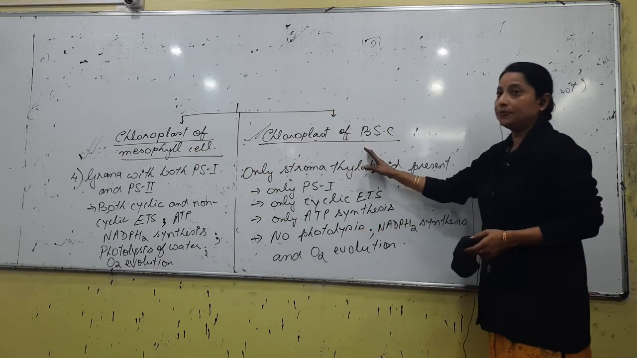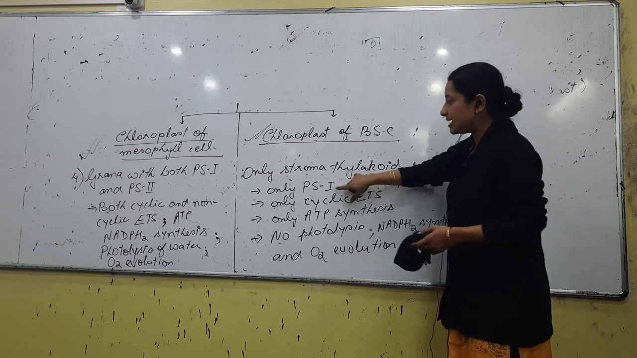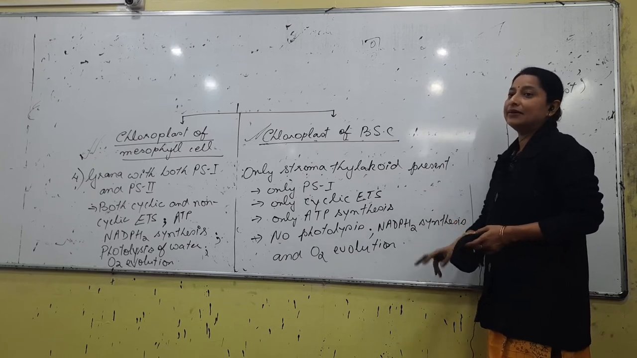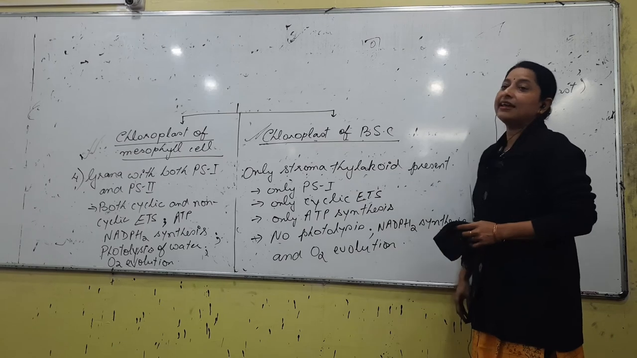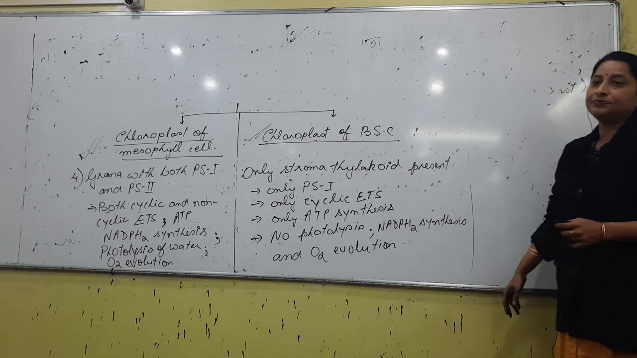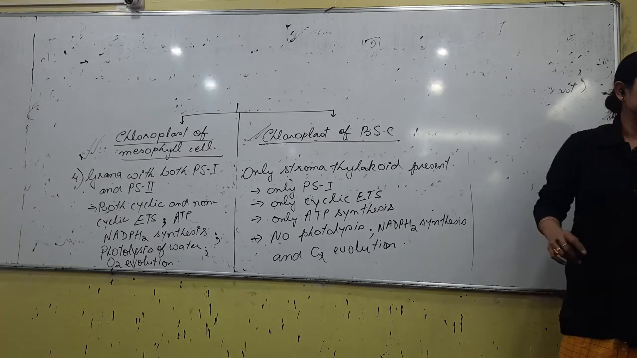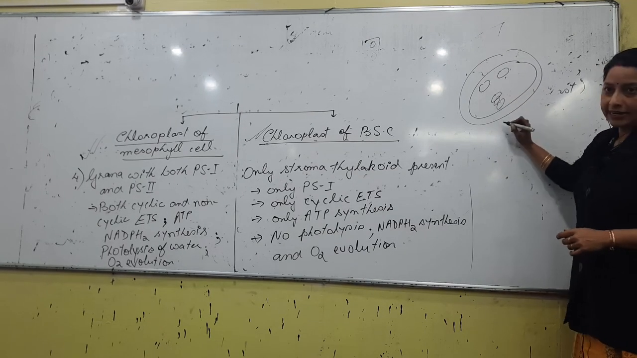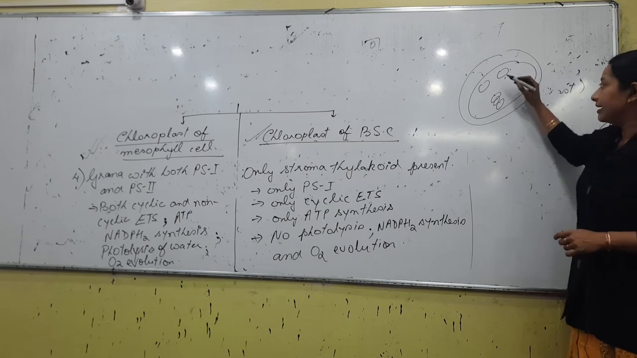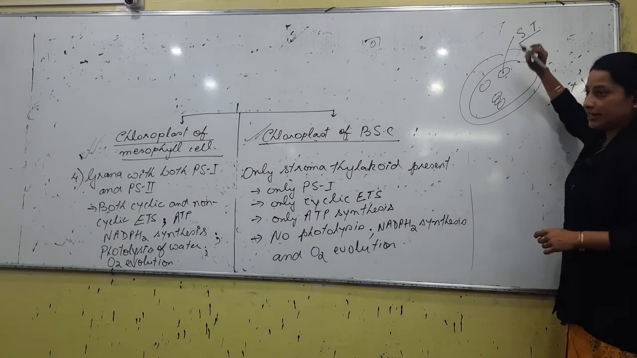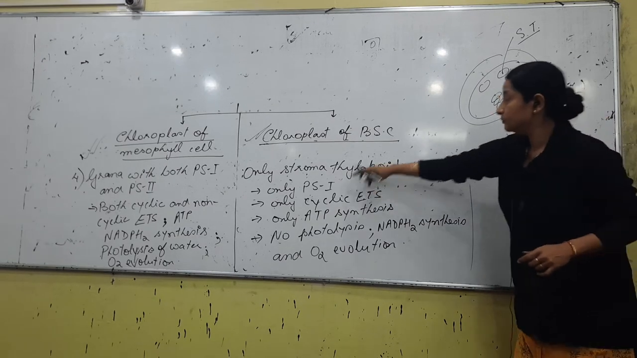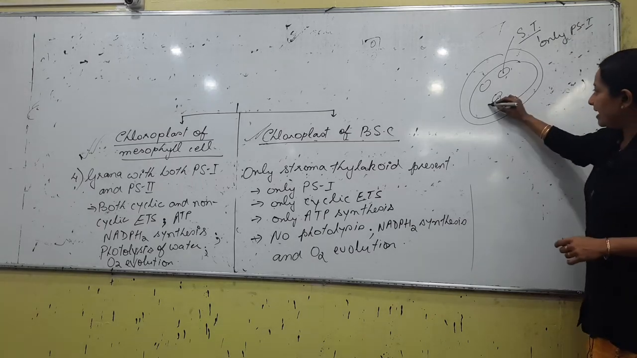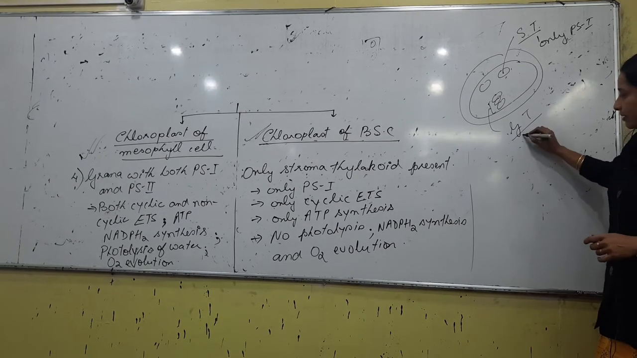But if you are comparing with this one, what is not there? Grana is not there. If grana is absent, PS2 is absent. Both PS1 and PS2 are present in grana. Only PS1 is present in stroma thylakoid. This is chloroplast. Thylakoid, grana. Grana is a stack of thylakoids, right? But this thylakoid, what did we call it? Stroma thylakoid. And what did we call this? Grana thylakoid.